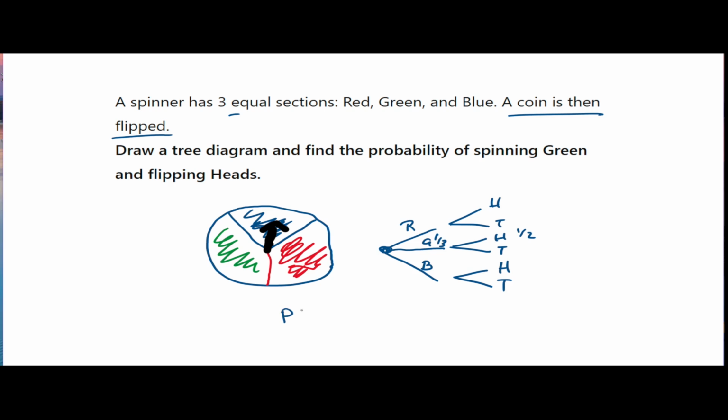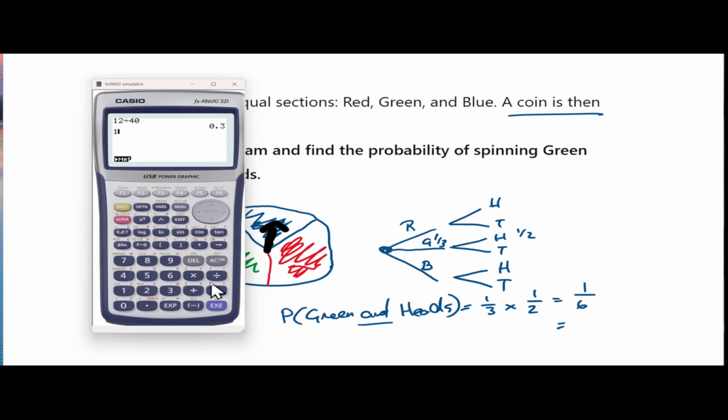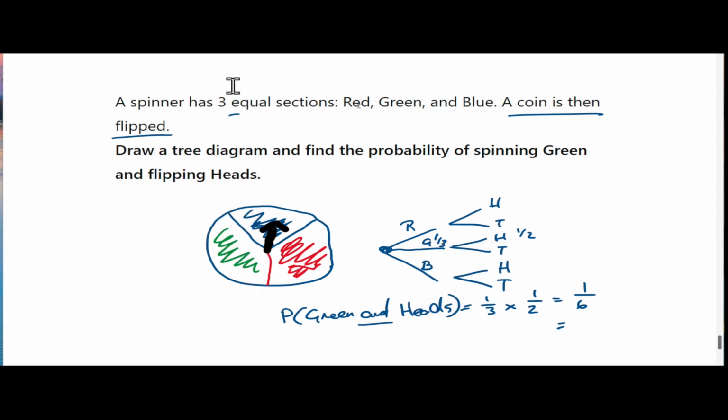So the probability of green and heads is going to be 1/3 times 1/2. So it's going to be 1/6. And let's do it as a decimal and a percentage. So 1 divided by 6. It's this horrible number here. Times that by 100. 16.666666 recurring percent. So in that case, you would probably leave it as 1/6.